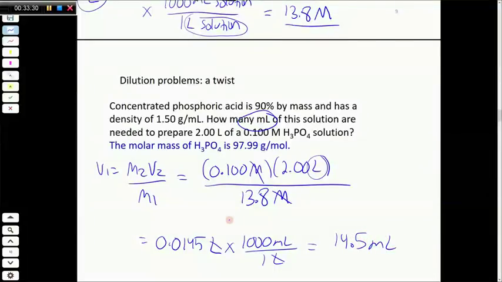So this volume in milliliters is 14.5. So if we want to make a 2-liter solution that's 0.1 molar, we just take 14.5 milliliters of our concentrated acid, add that to enough water to make 2 liters of solution.